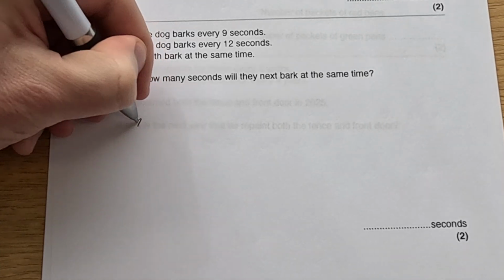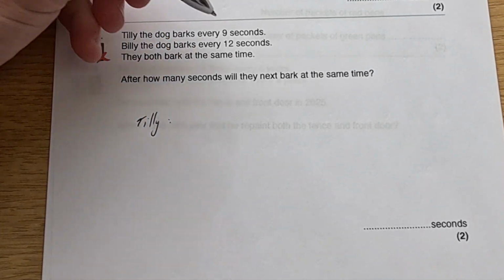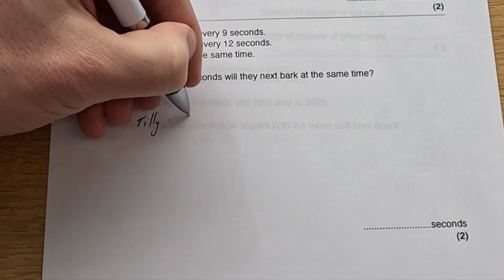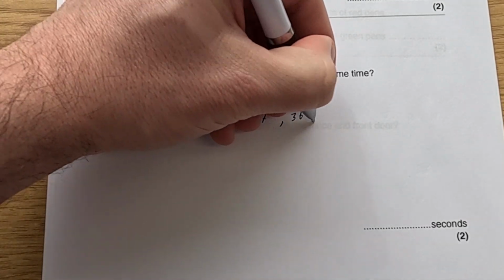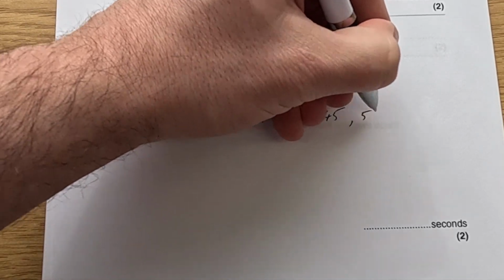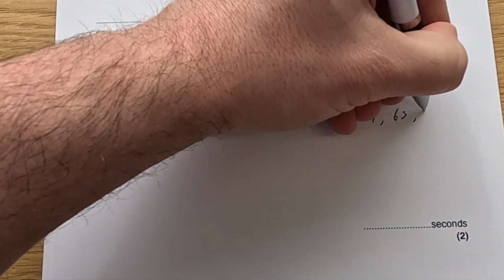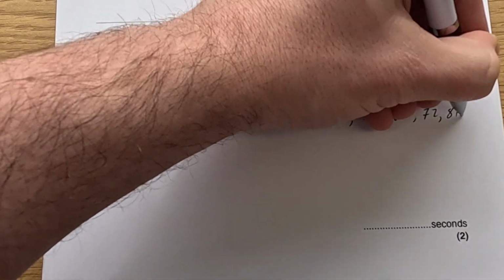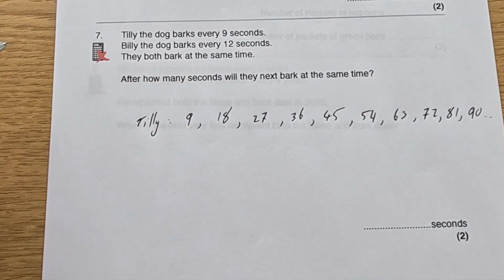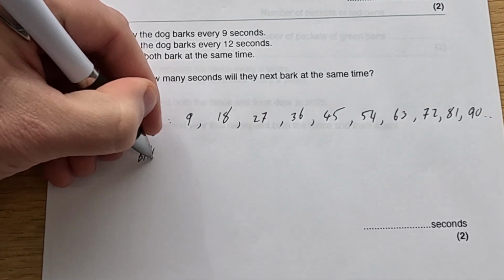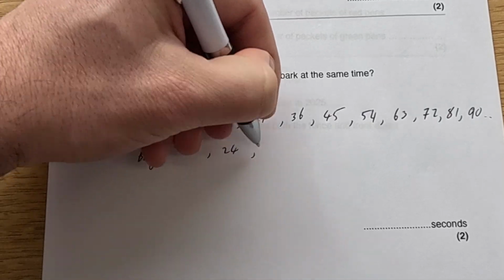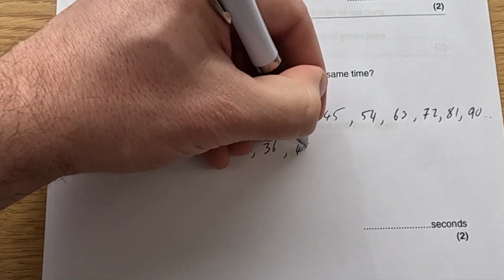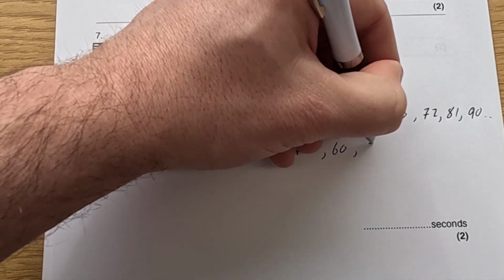So Tilly, I'm just going to write down Tilly here, and I'm going to write down the multiples of 9 because she barks every 9 seconds. So 9, 18, 27, 36, 45, 54, 63, 72, 81, 90, and so on. And Billy the dog barks every 12 seconds. So every 12 seconds it's going to be 12, 24, 36, 48, 60, 72, 84, and so on.